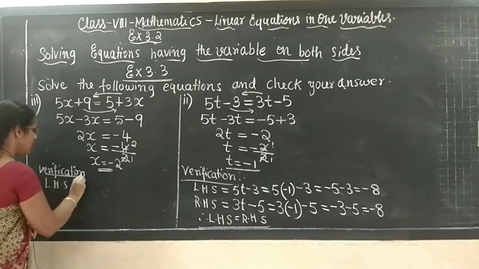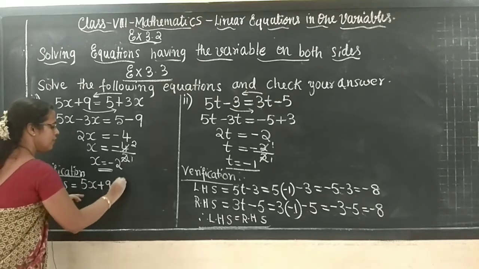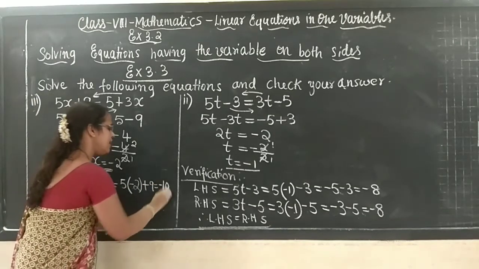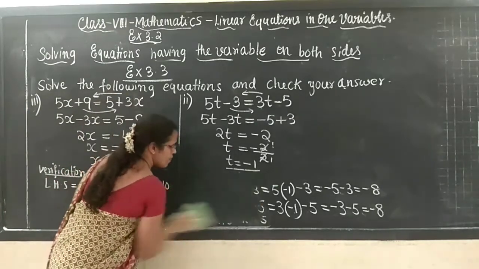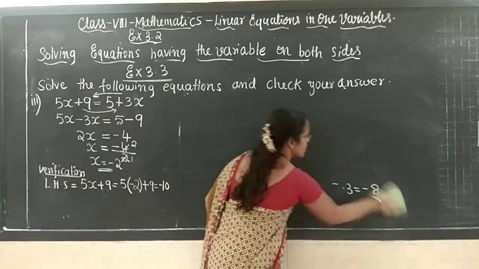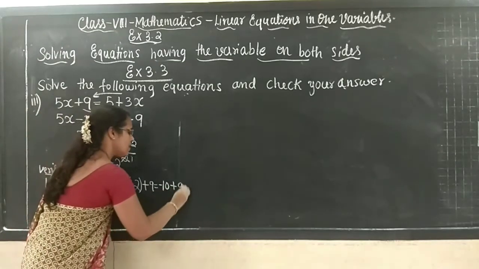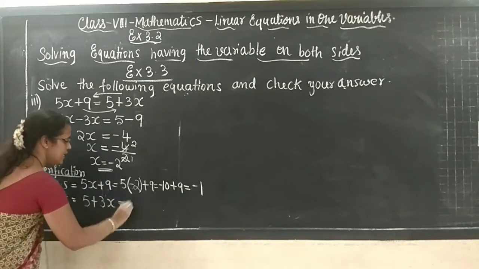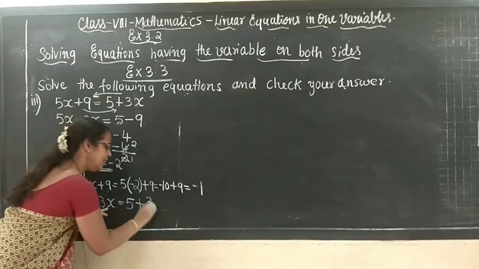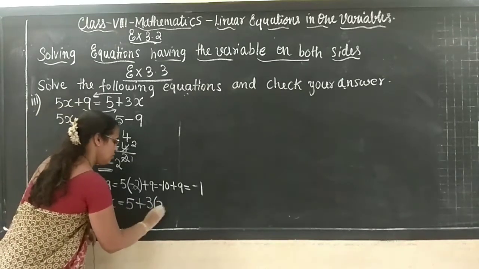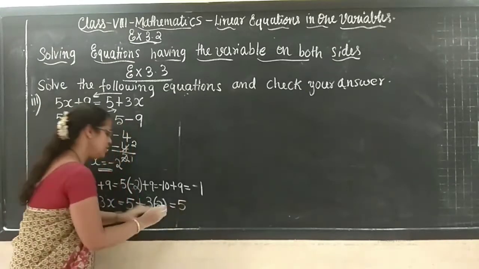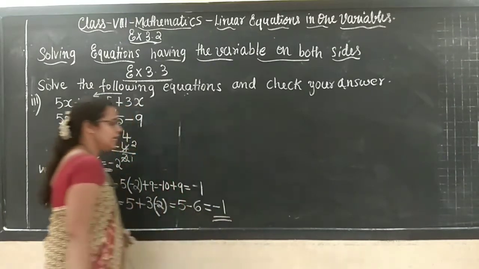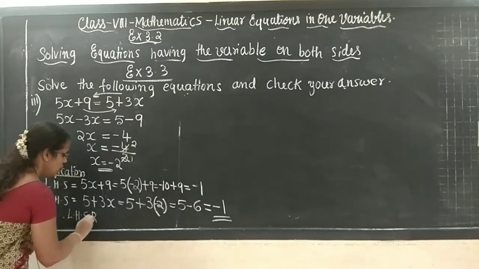Now, left hand side is equal to 5x plus 9. 5 into x is minus 2, plus 9. What is the answer? 5 2's are 10, minus 10 plus 9, minus 1. Okay, so in this right hand side, let us see. Right hand side is 5 plus 3x, is equal to 5 plus 3 into minus 2. So then 5 plus minus 6. 5 minus 6, minus 1. Bigger number sign is minus. So both sides are equal. Left hand side is equal to right hand side.